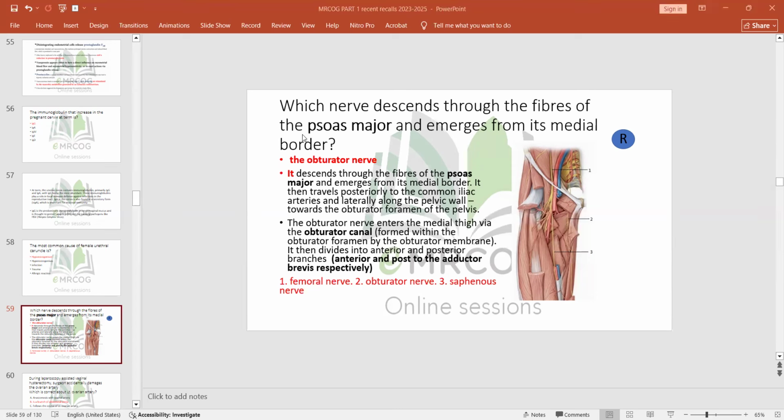You know, some anatomy questions are like a puzzle or a charade. This is not the only one like this. Which nerve descends through the fibers of the psoas major and emerges from its medial border? Obturator. Okay, someone please tell me which nerve descends through the fibers of psoas major or runs at its lateral border.